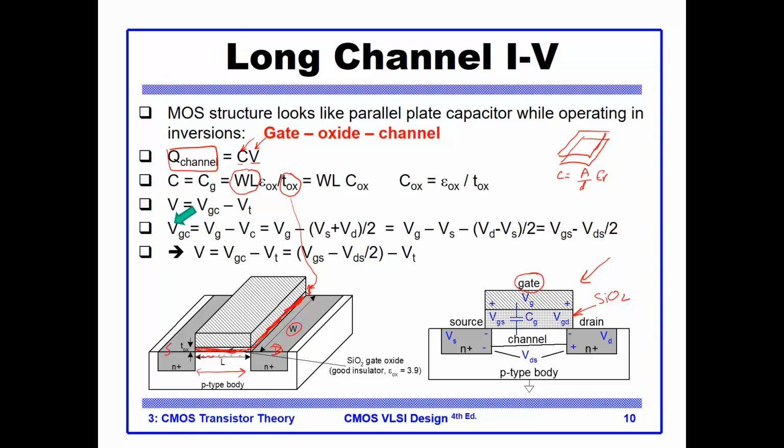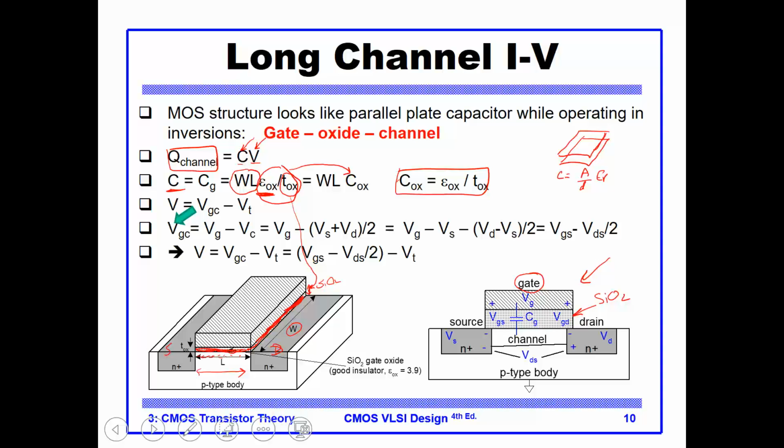multiplied by this epsilon OX, which is the relative permittivity of the silicon dioxide. So this is the silicon dioxide material. Its relative permittivity is epsilon OX. So this epsilon OX over TOX, we would like to create a variable for them. So this variable, the COX, is just the division of epsilon OX, which is the relative permittivity of the silicon dioxide, divided by the thickness of the silicon dioxide. Okay, so this is COX. So here is the capacitance.